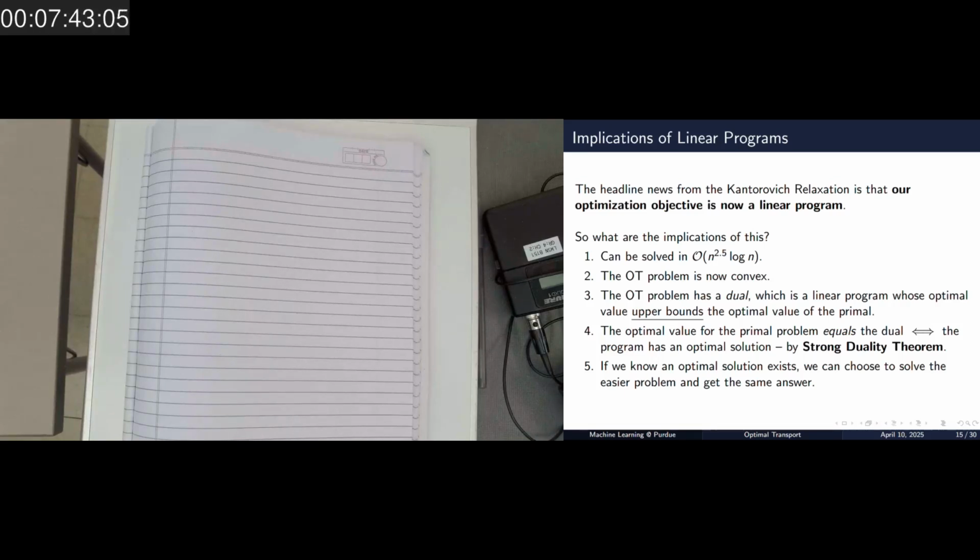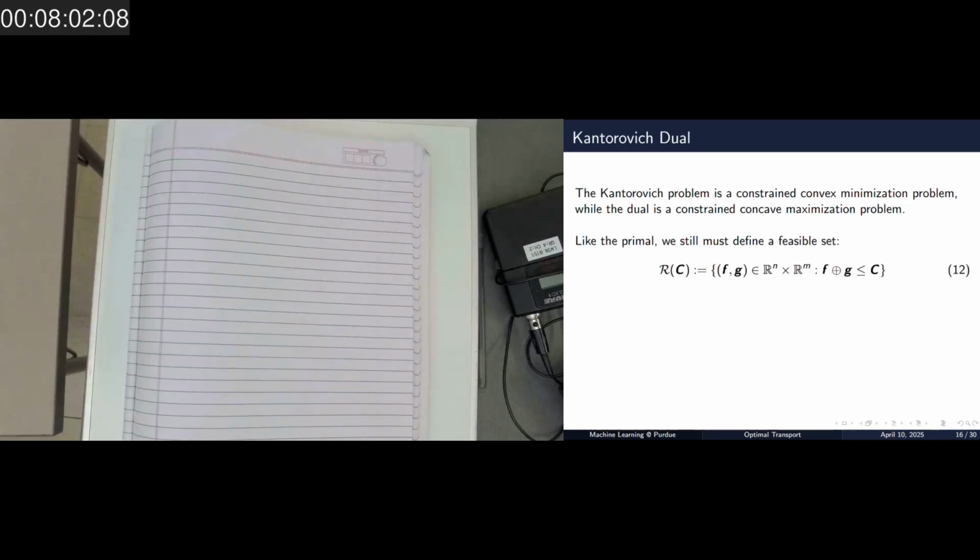This holds in a specific setting because we approach the primal and the dual as two different problem settings, and in some cases it is easier to identify the feasible set for the dual problem than the primal, which is what makes solving one more feasible than the other. So the Kantorovich problem is a constrained convex minimization problem, but the dual is a concave maximization problem. Like the primal, we again have to define a feasible set.